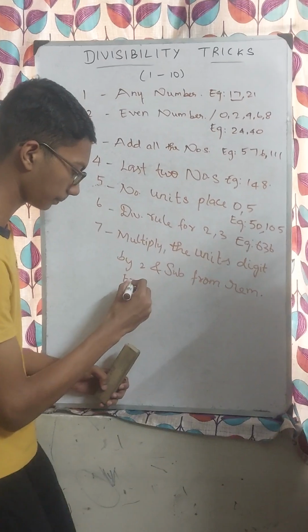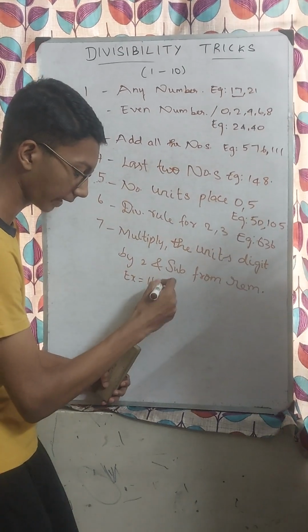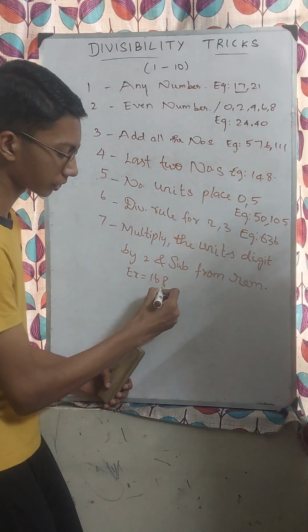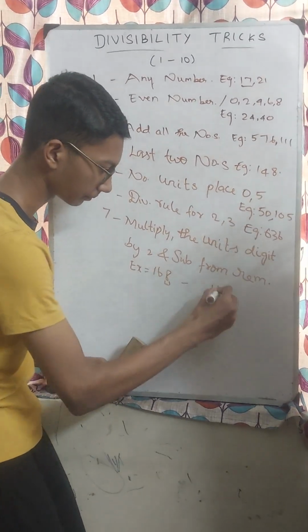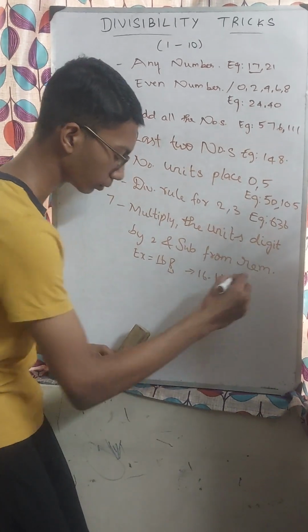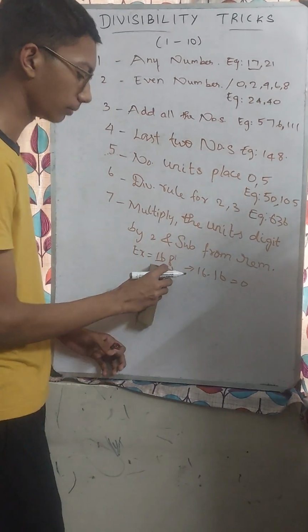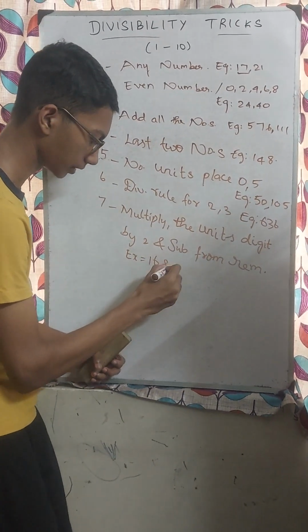Let's take an example like 168. So this multiple of 2 times 8 is 16. 16 minus 16 gives 0. So this number is divisible by 7. So for example, we take 168.